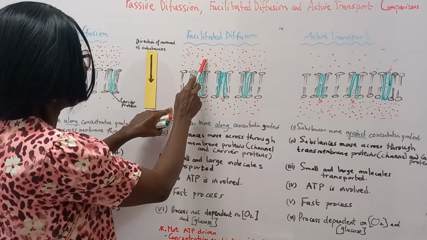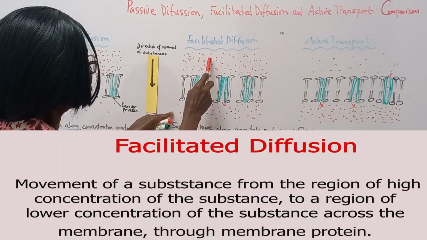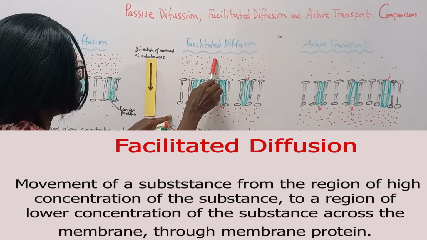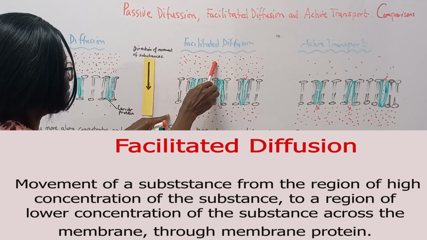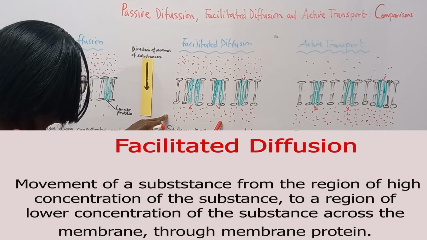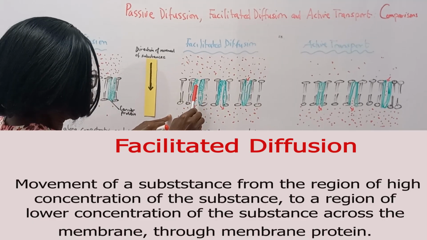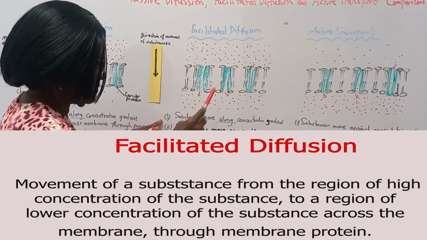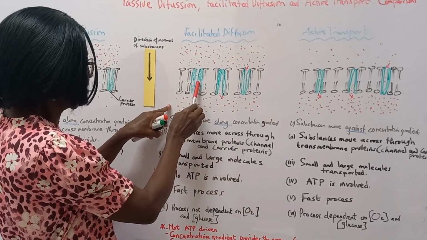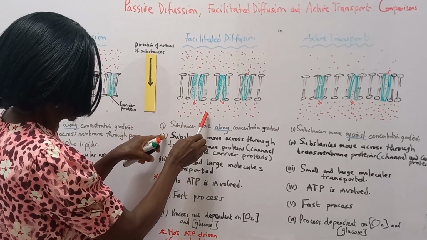Now, facilitated diffusion is movement of a substance from a region of high concentration of the substance to a region of lower concentration of the substance across the membrane, and it's through membrane proteins. Carrier proteins carry the substances across the membrane.